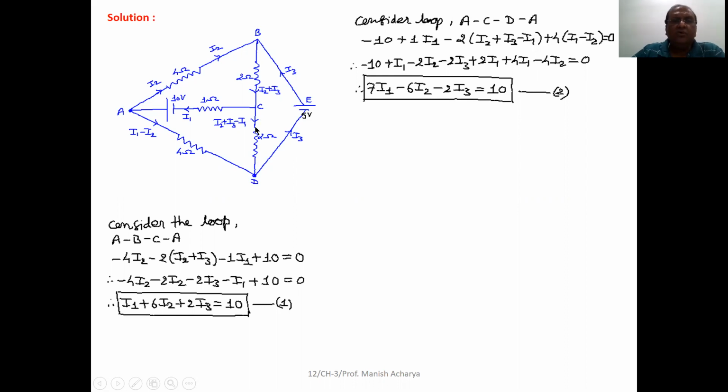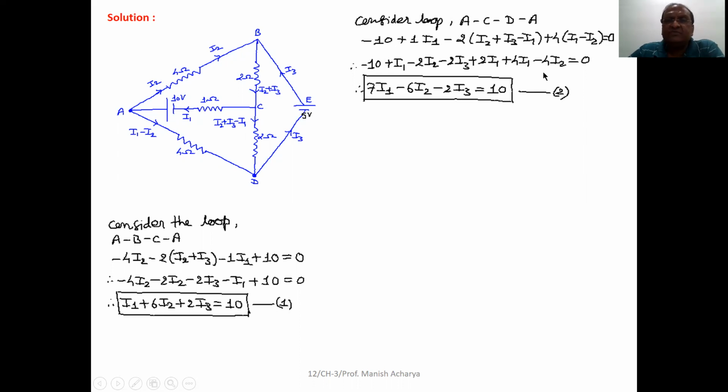Then C to D, you are moving in the direction of the current I2 plus I3 minus I1 through resistor 2 ohm. So potential difference here minus 2 into (I2 plus I3 minus I1). Then after D to A, you are moving in the opposite direction of the current I1 minus I2 through resistor 4 ohm. So potential difference plus 4 into (I1 minus I2), that is equal to 0.